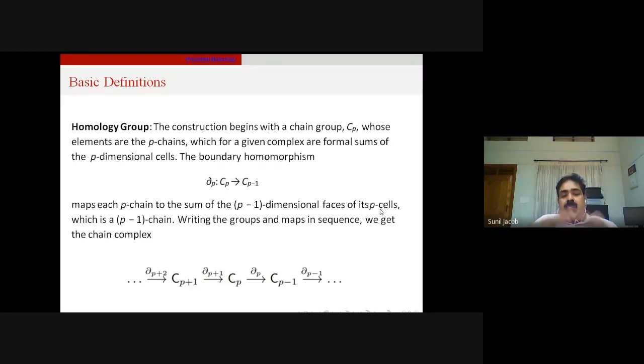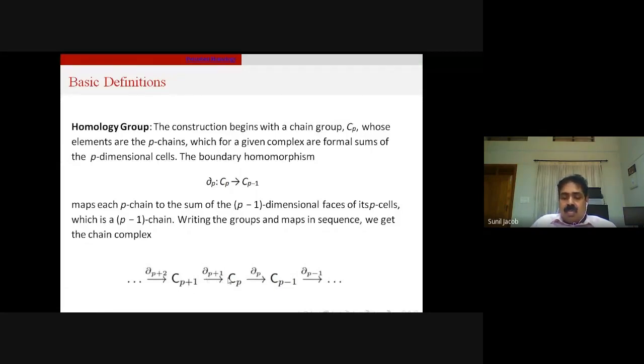In fact, writing the groups and mappings in sequence, we get the chain complex. The chain complex is where you write down all the groups CP, CP minus 1, CP plus 1, etc., and connect them through the boundary operator, which is nothing but a homomorphism defined on them. That is, dou P plus 2 is applied on CP plus 2, and the value will be in CP plus 1, and dou P plus 1 applies on CP plus 1, and the value will be in CP. That means you can always find the image of a boundary operator. The image of a boundary operator will obviously be a boundary of a complex.